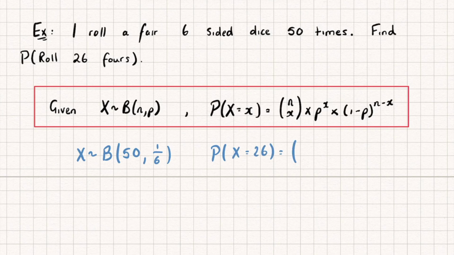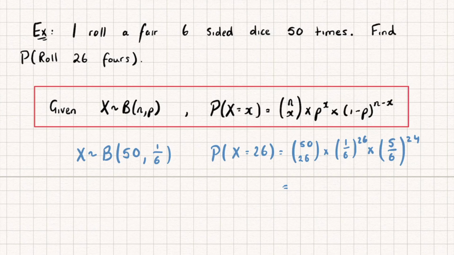And so that's going to be equal to 50 choose 26 multiplied by 1 over 6 to the power of how many successes? Well, 26, multiplied by 5 over 6, which is 1 minus the probability of success, to the power of n minus x, which is 24. So let me now put this all into my calculator, and I'll tell you the probability that when we're rolling a fair dice 50 times, we get 26 4s.